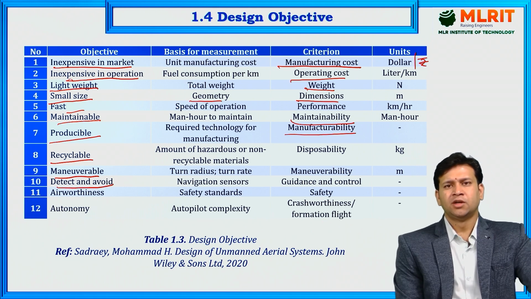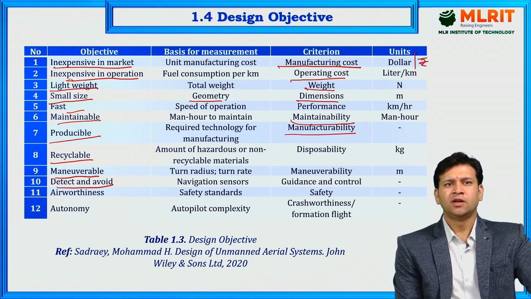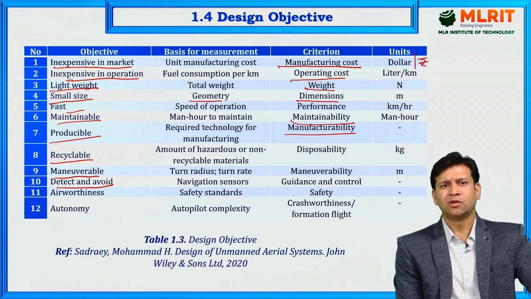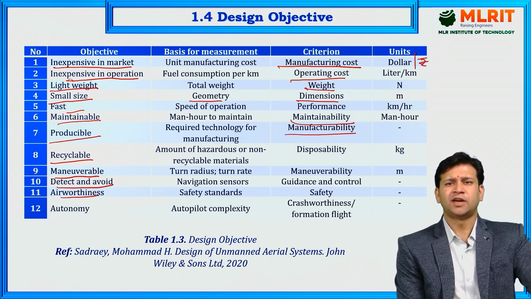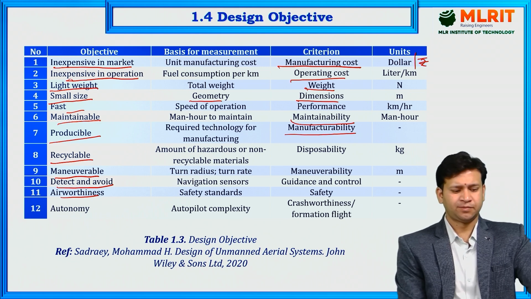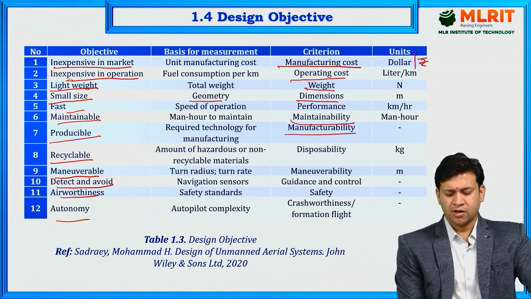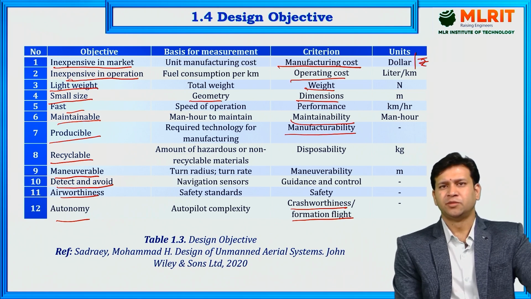Detect and avoid: it should have navigation sensors, and during its flight, if there are any obstacles, it should detect them and avoid collision with that obstacle. Airworthiness: it should have basic safety standards as per FAA, FAR, or if it is operating within India, it should have DGCA approvals. Autonomy: it should have autopilot complexity, where crash worthiness or formation flight is measured.